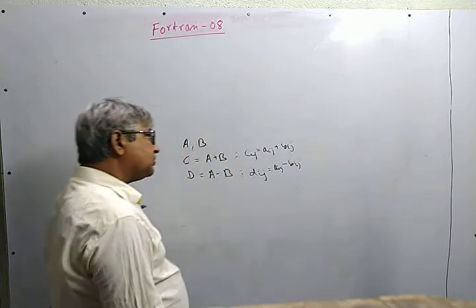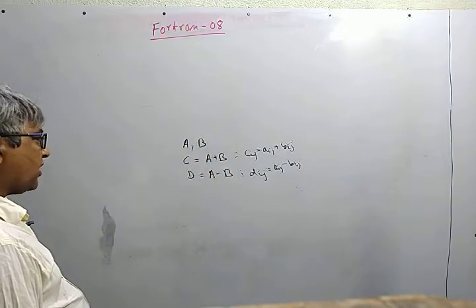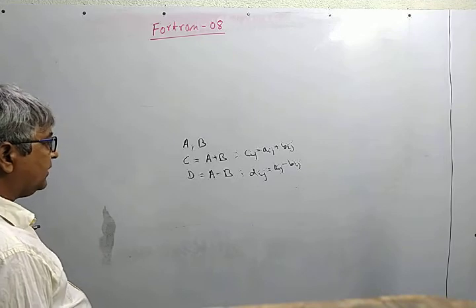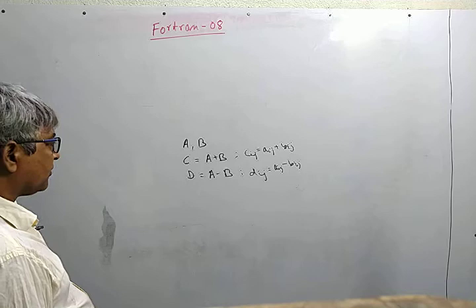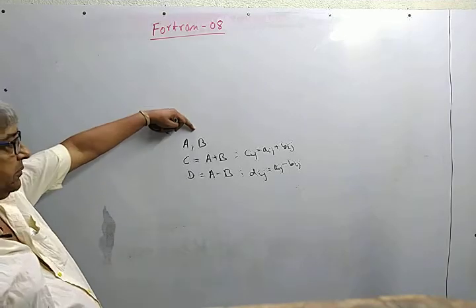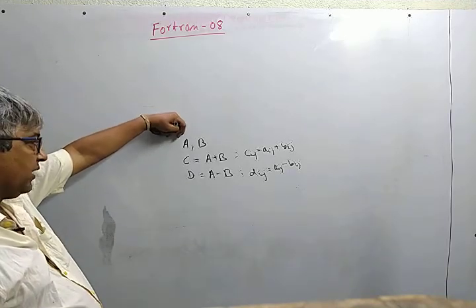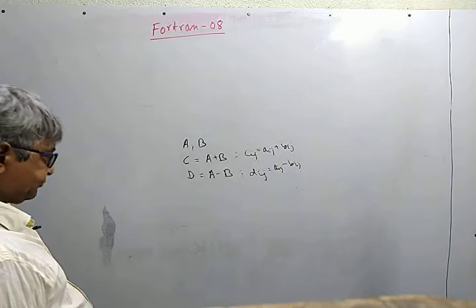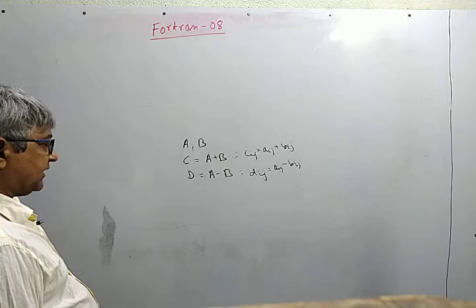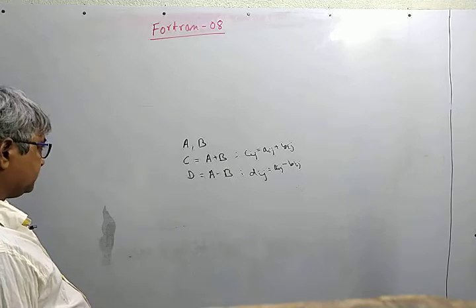The matrix operation, this addition and subtraction, is possible only when the matrices A and B are of same order. That is, the number of rows of A is equal to number of rows of B, and number of columns of A is equal to number of columns of B. Otherwise, the matrix addition and subtraction is not possible.